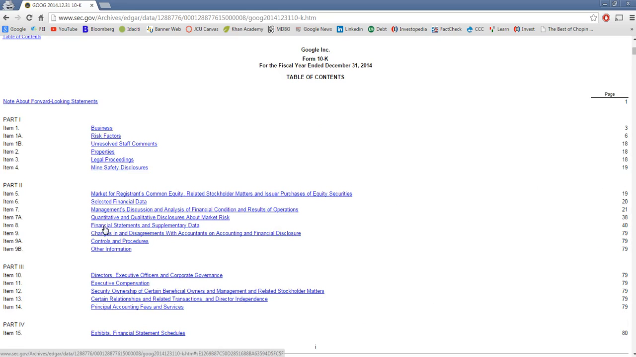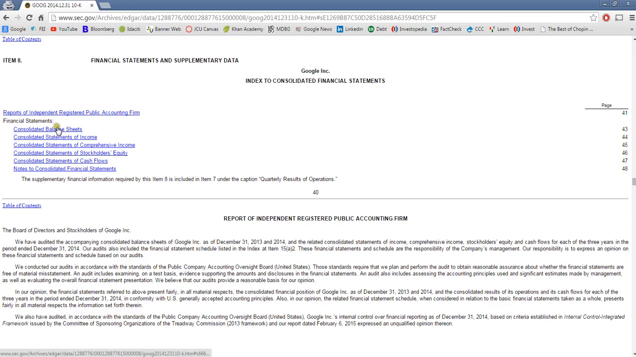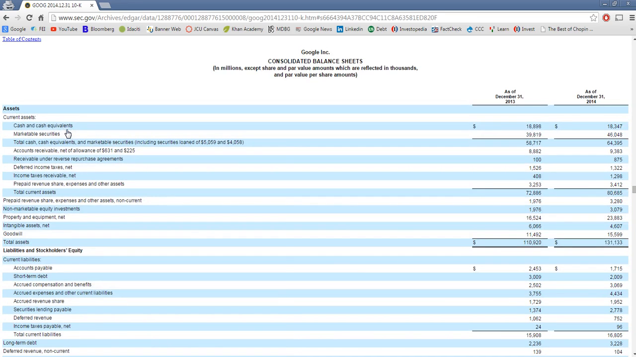Item 8, financial statements and supplementary data. And here you can see these are the financial statements. Balance sheet, income statement. Now this statement of comprehensive income is more like a part of the income statement. So there are 4 main financial statements: the balance sheet, the income statement, statement of shareholders' equity, and the statement of cash flows. The 4 statements all stem from the accounting equation, but are different ways of presenting the data. So first we're going to go to the balance sheet.